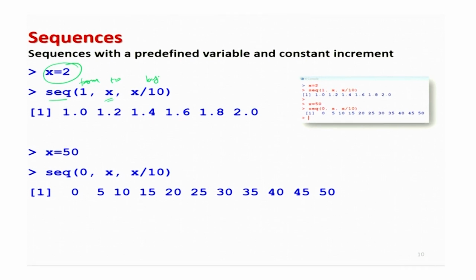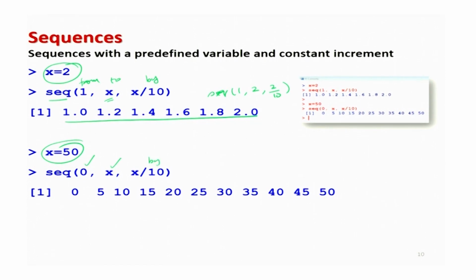So essentially you are writing a sequence beginning from 1 going up to 2, and then the increment is going to be 2 upon 10, which is 0.2. So this will give you a sequence like 1, 1.2 up to 2. And similarly, if you change the value of x to 50, and you want a sequence beginning from 0 going up to 50, and the by, that is the increment, is 50 upon 10, which is equal to 5 units, then the sequence will begin from 0, it will come at the increment of 5, 10, and it will finish at 50.